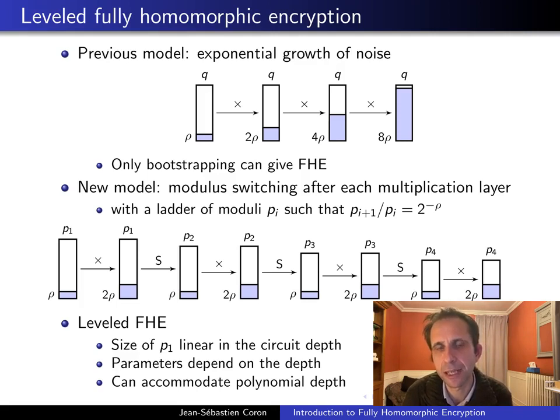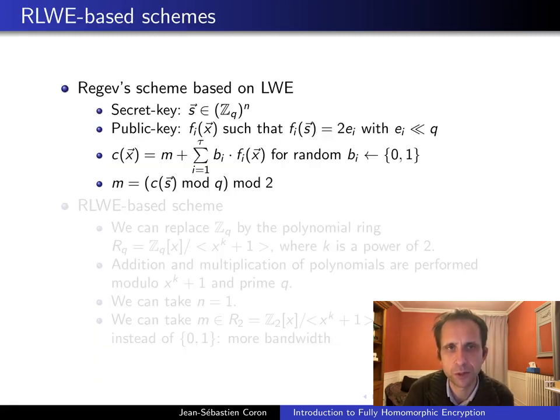So that's why we say that we have a leveled fully homomorphic encryption scheme. We must know in advance the number of levels. But we really have a fully homomorphic encryption scheme, because we can evaluate a circuit with any depth, because the size of P1 is only linear in the depth. So this means that we have obtained a fully homomorphic encryption scheme, but without using the bootstrapping, simply using the modulus switching.